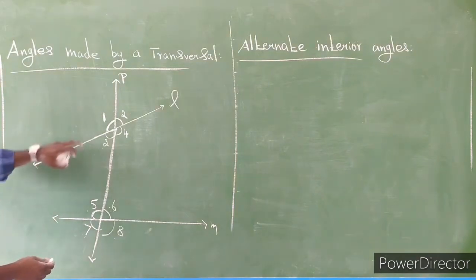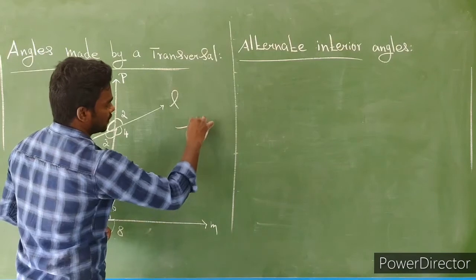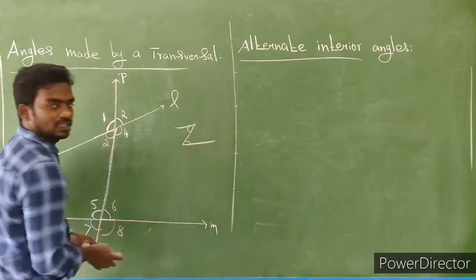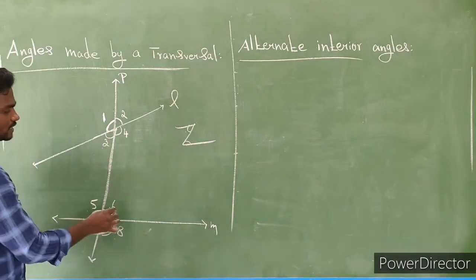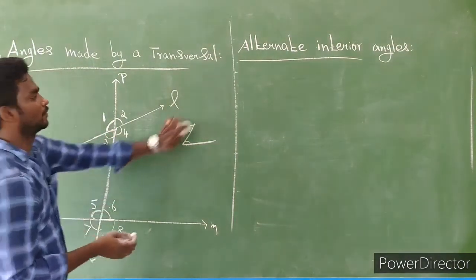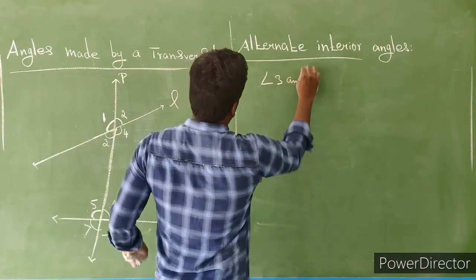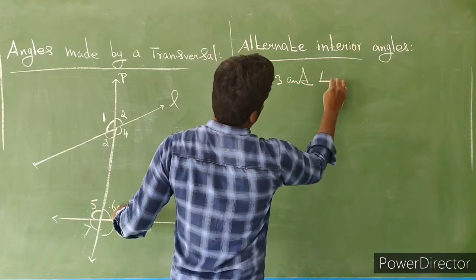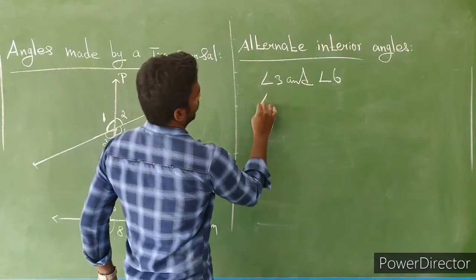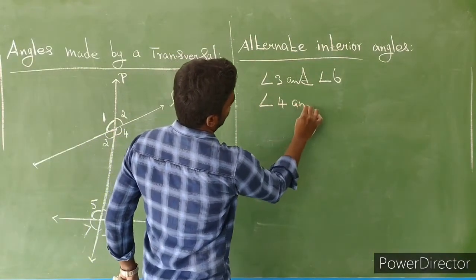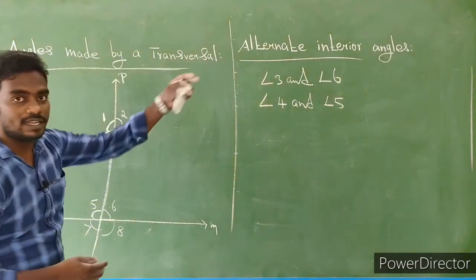What are the alternate interior angles? 3 and 6. That means alternate interior angles lie between the Z shape. So these two angles are called what? Alternate interior angles. So 3 and 6. Next, 4 and 5. Angle 4 and angle 5. These two pairs of angles are alternate interior angles.